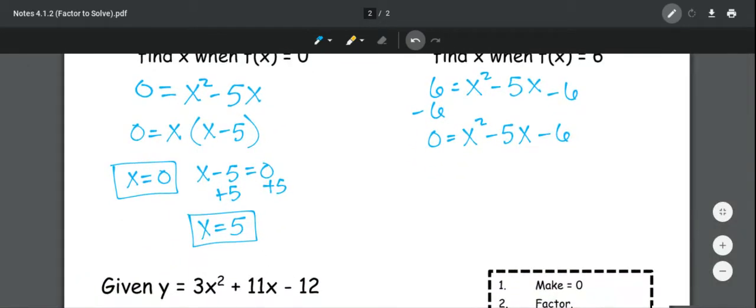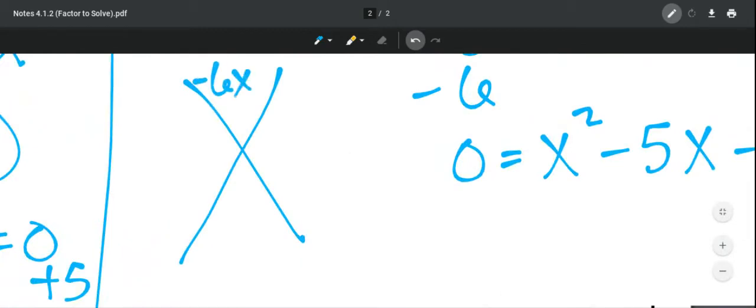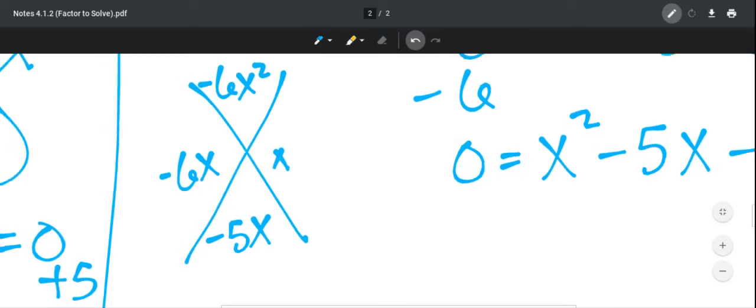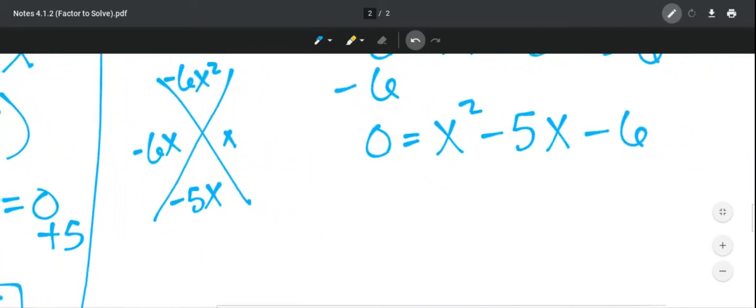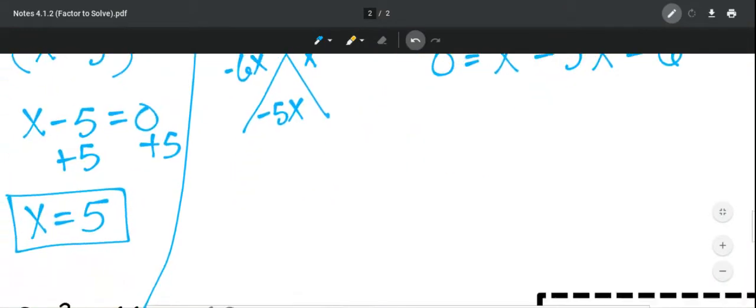I don't have a lot of room, so I'm going to have to go over here. My diamond, remember, first times the last is negative 6x squared minus 5x. So what multiplies to negative 6 and adds to negative 5 would be negative 6x and x, I believe. Yep.